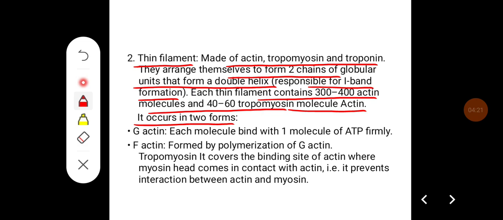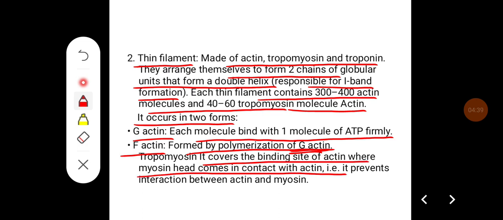Actin occurs in 2 forms: G-actin, in which each molecule binds with 1 molecule of ATP firmly, and F-actin, which is formed by the polymerization of G-actin. Tropomyosin covers the binding site of actin where the myosin head comes in contact with actin. That is, it prevents the interaction between actin and myosin.